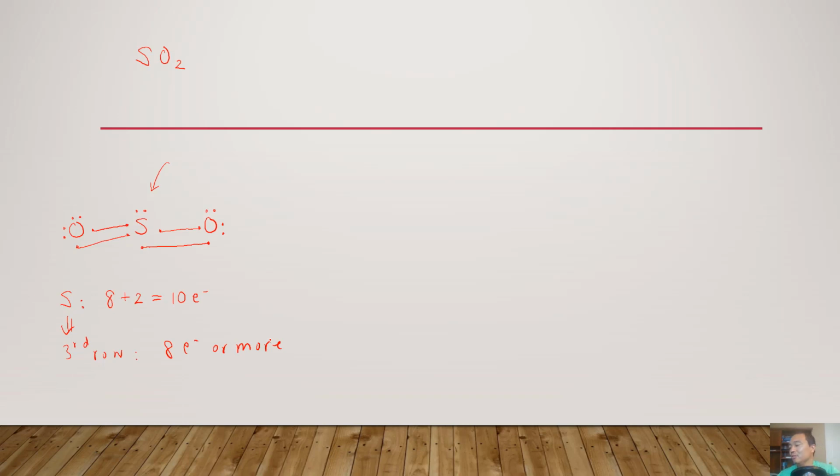Alright. So if you write this, you can rewrite it so it looks more beautiful. So sulfur has 2 dots and 2 double bonds surrounding it. So copy the oxygen.